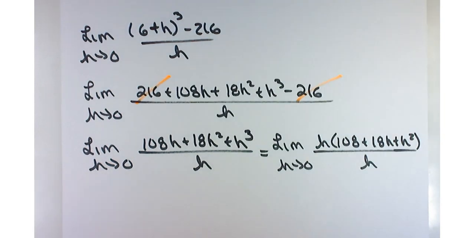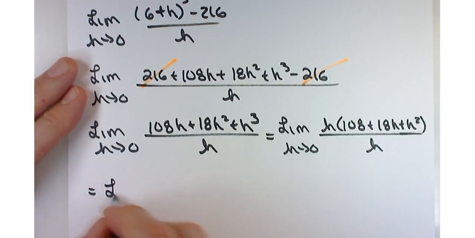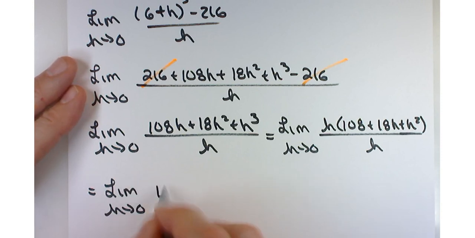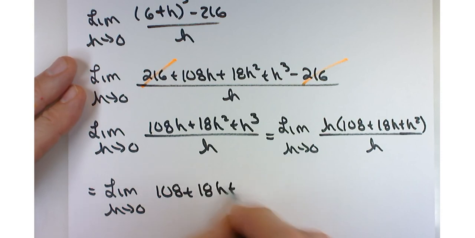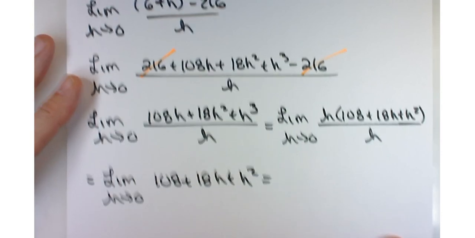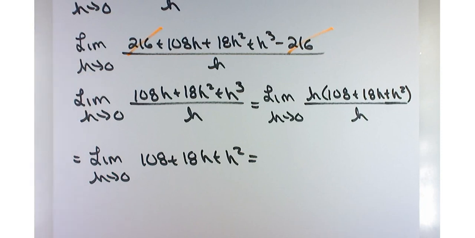Okay, looking good. Now we can cancel the h. And that will give me the limit as h approaches 0 of 108 plus 18h plus h squared. Ugh. That's not looking much better, is it? Or is it? What do you think? Okay. What should I do now?